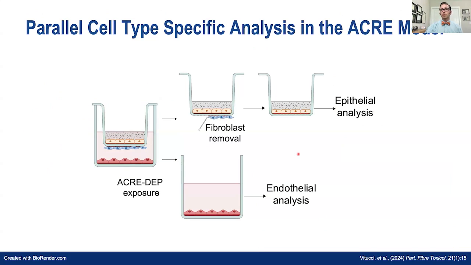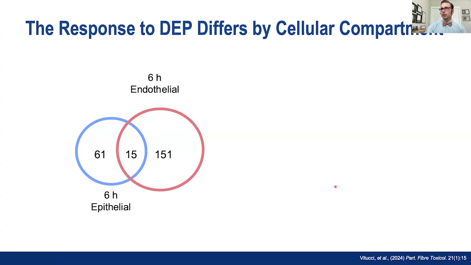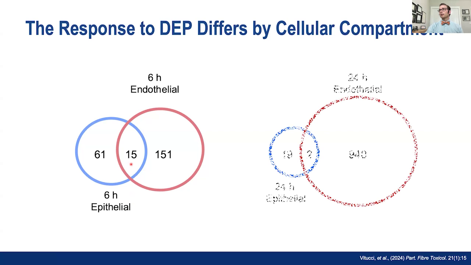Similar to the model I just showed you, we can conduct this exposure. We can take the system apart. In this case, we removed the fibroblasts. We were focusing on the epithelial cells and endothelial cells, and we can conduct that parallel cell type specific analysis. What we did in this study is subject those samples to RNA sequencing. And what we saw here is that the epithelial cell and endothelial cell responses at 6 hours were notably different. And that continued on as we looked out to a 24-hour exposure, where we see what appears to be more or less a resolution in the epithelial cells, but you have a continued effect that increases in the endothelial cells.